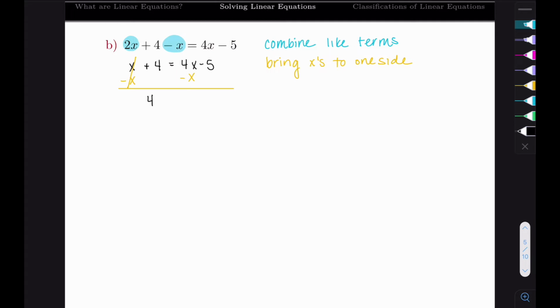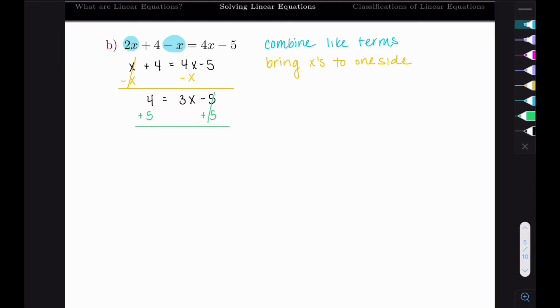So that leaves us with 4 on the left-hand side. Now we have 4x minus x. That gives us 3x. And then we still have the minus 5. Now here, we want to get x by itself, which we've gotten it to one side, so that's good. But we still need to get rid of this minus 5. So to undo the subtraction, we go ahead and add 5 to both sides.